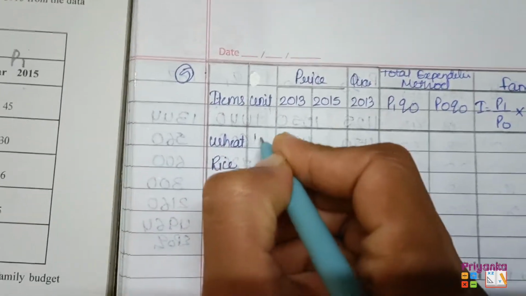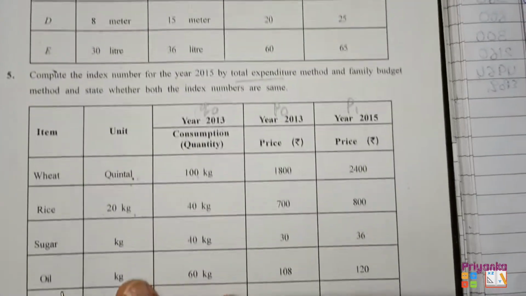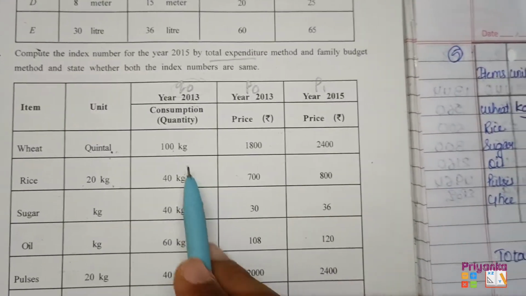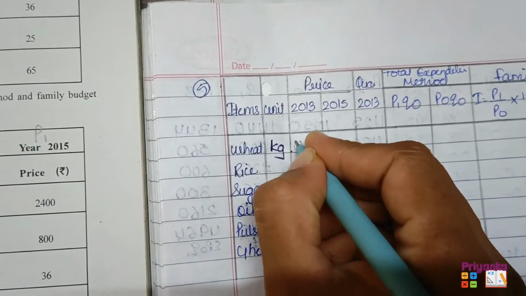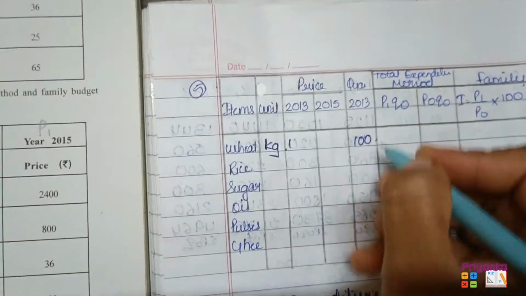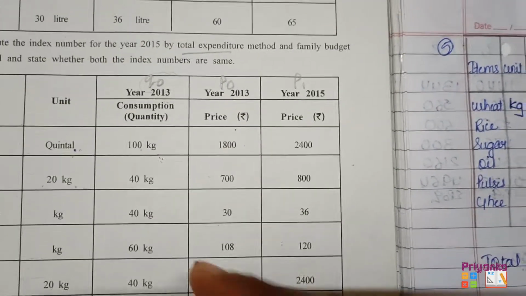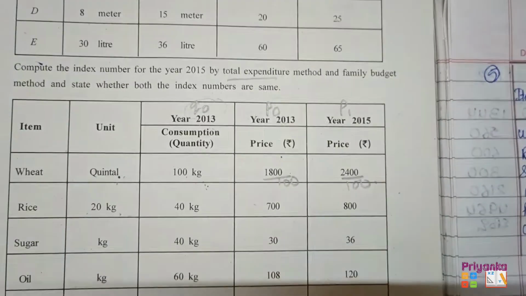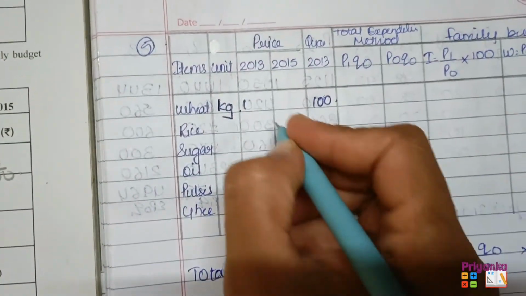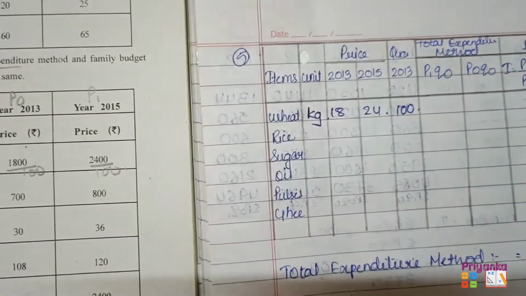So first I'll write down which is going to be changed. For weight, quintal is going to change to kg. So here the quantity is given in kg. So for this we can take directly quantity 100, which is already given in kg. Next is price. So 100 kg is equal to 1 quintal. So here we are going to divide by 100. So here the answer is 18 and 24. Here we are done with the wheat.